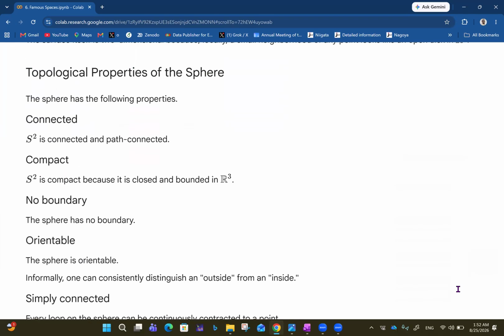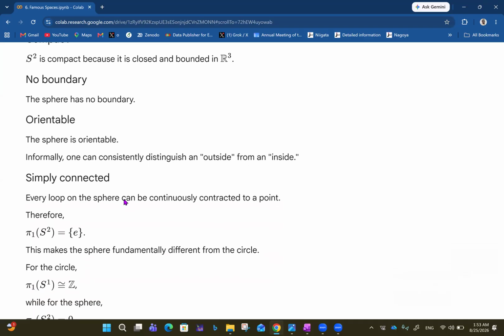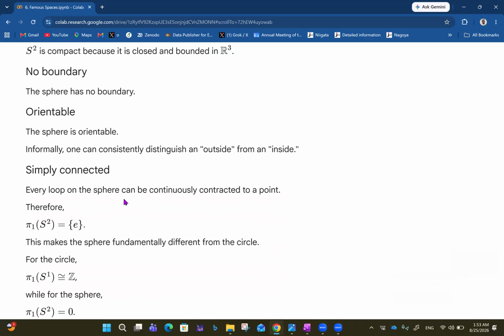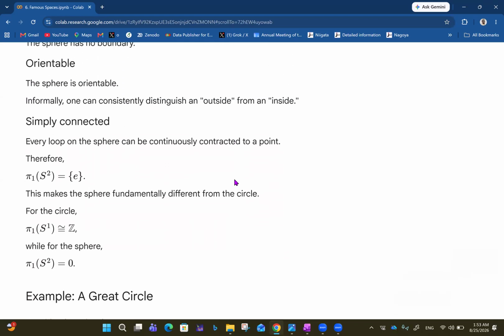Topological properties of the sphere. The sphere has the following properties. It is connected. S² is connected and path connected, just like the case of a circle. If you mark any 2 points on the sphere, you have a path along the sphere that can join them together. Then it is compact, in that S² is compact because it is closed and bounded in R³. So the volume is bounded in there. The sphere also has no boundary. It is orientable. Informally, one can consistently distinguish an outside from an inside on the sphere. That's the idea of orientability, which we are still going to see as we move on.